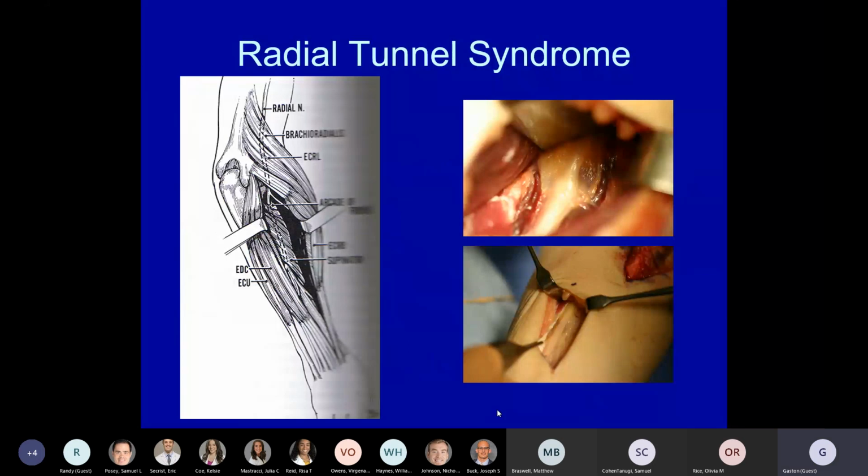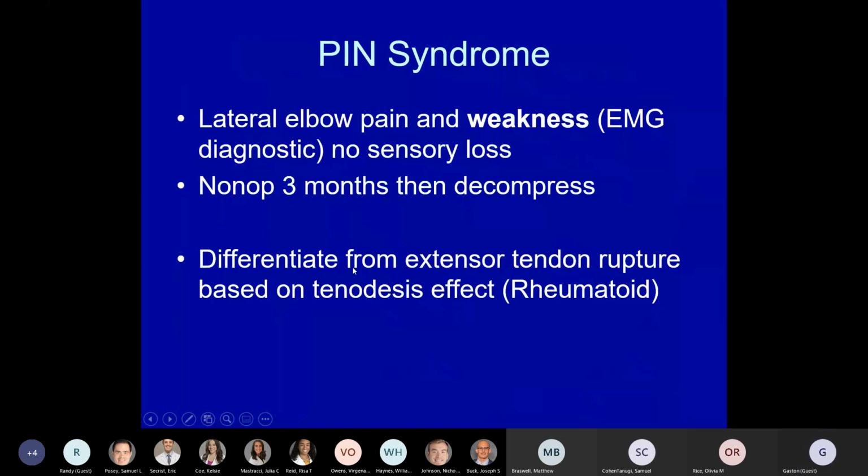Here's an example of it just to show you that clinically it is real. I think you can see this hourglass-like constriction of the nerve up top. And then once I release that supinator fascia, see how that nerve really perks up. So it is a real entity as well.